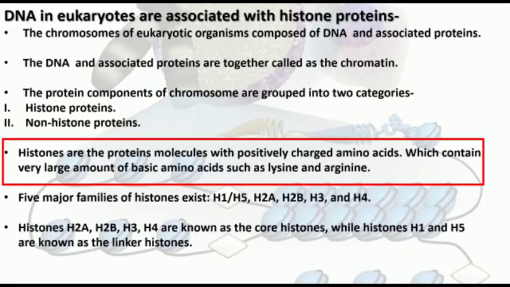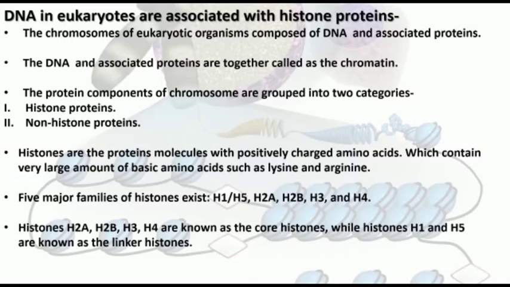Now, what is histone protein? Histones are basic proteins, which means they are positively charged, containing a very large amount of basic amino acids such as lysine and arginine. Lysine and arginine are basic amino acids since their side chains contain additional amino groups which can accept protons to form NH3+. The amino acid sequences of histone proteins are highly conserved among organisms.